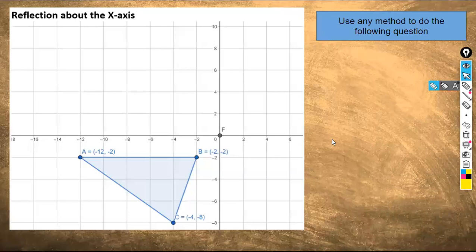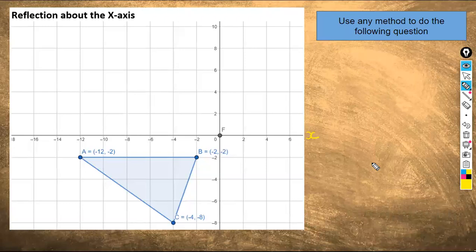I want you all to do this question for me. Use any method. I want you to reflect it in the x-axis. Which method are you all going to use if the examiner doesn't tell you which method? Which one would you use to save time in the exam? Common sense, right? Because this is a very simple question. They're just asking you to reflect it in the x-axis. So this one is easy to use common sense for. I'm not going to use matrices. I wouldn't even think about matrices unless I have no choice.